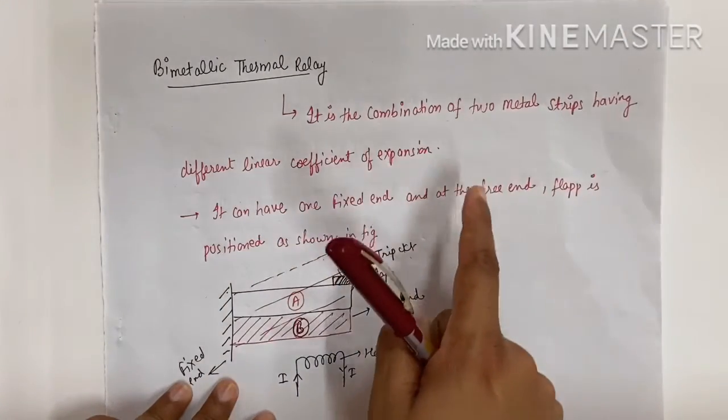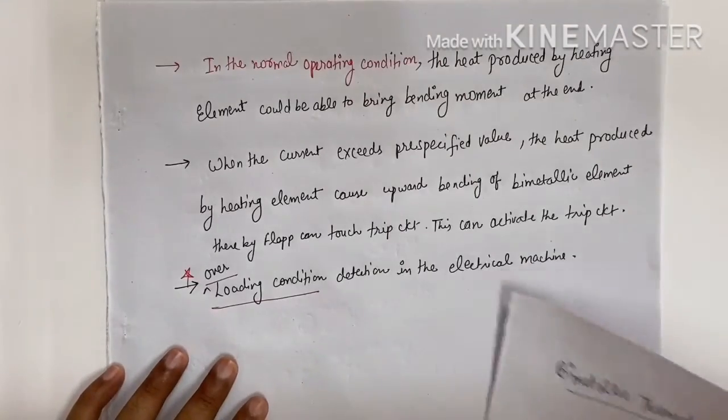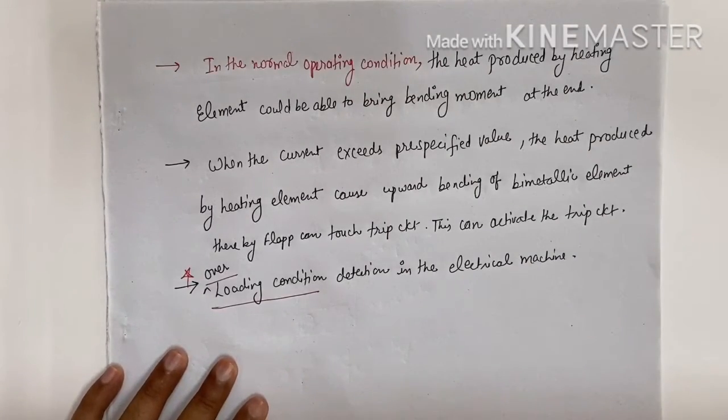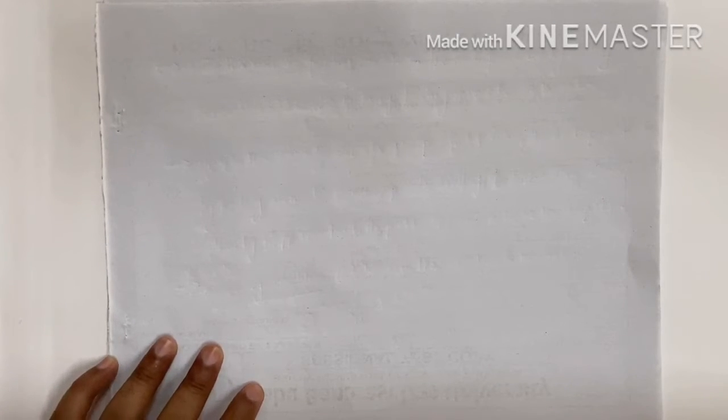This will touch the trip circuit, then it can activate the functionality of the trip circuit. So in this fashion, the bimetallic thermal relay works. Okay, now let's see what the unimetallic thermal relay is. So put a heading here.